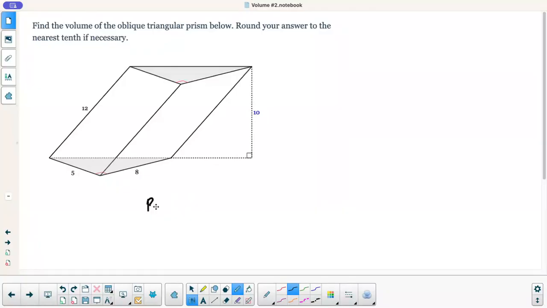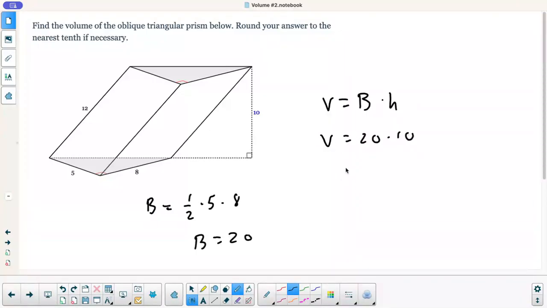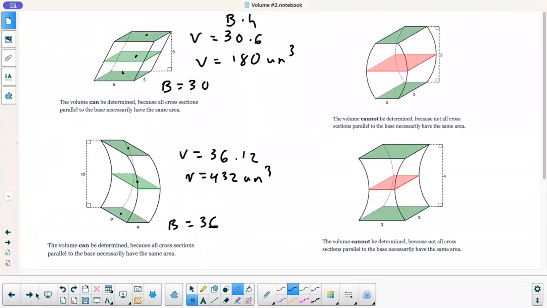So the area of the base is going to be 1/2 base of the triangle times height of the triangle. So the area of the base of the whole prism is 20. So your volume equals base times height, 20 times 10, because 10 is my perpendicular height there. So volume is 200 cubic units, okay?